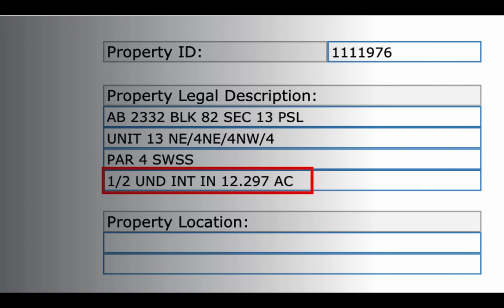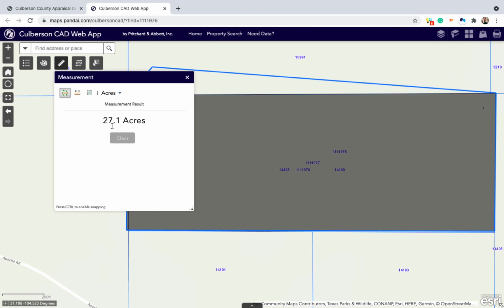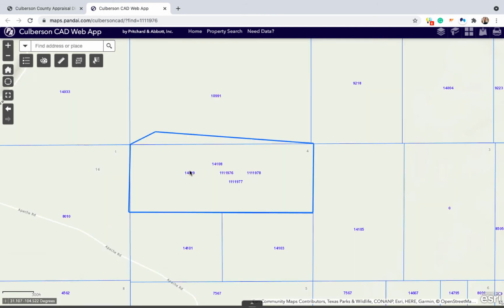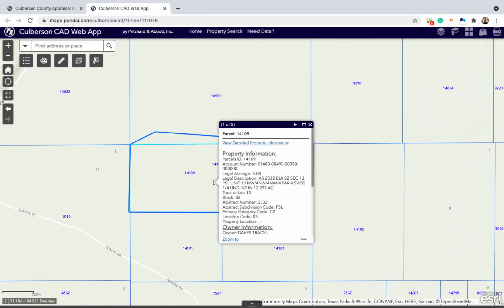But let's return to our sample Texas property. Now, of course, the issue here involved undivided interest. If you look at this legal description from the assessor records, you'll see that the parcel in question is 1/2 undivided interest in a little over 12 acres. But that, of course, doesn't solve the mystery of why the measured acreage in the GIS is 27 acres. Well, if you notice here, there are 5 different numbers showing up in the center of the property. So there are actually 5 different owners of undivided interest.